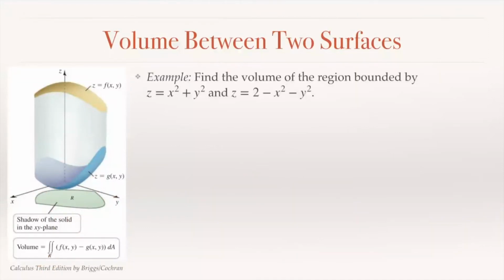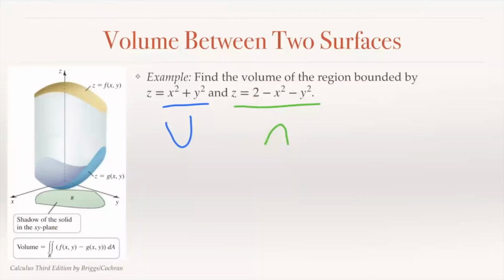And one of the purposes of this example will be to find what exactly that bound R is. So let's find the volume of the region bounded between z equals x squared plus y squared and z equals 2 minus x squared minus y squared. Okay, so first visualizing these. This is an upward-facing paraboloid, while this is a downward-facing paraboloid, and this one begins a bit higher.